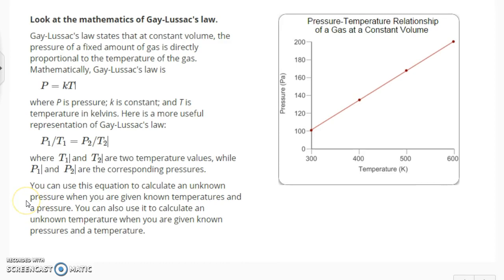You can use this equation to calculate an unknown pressure when you are given known temperatures and a pressure. You can use it to calculate an unknown temperature when you are given two known pressures and a temperature. So again, they're going to give you 3 out of 4. You have to algebraically solve for the fourth. And remember, as temperature increases, pressure increases.